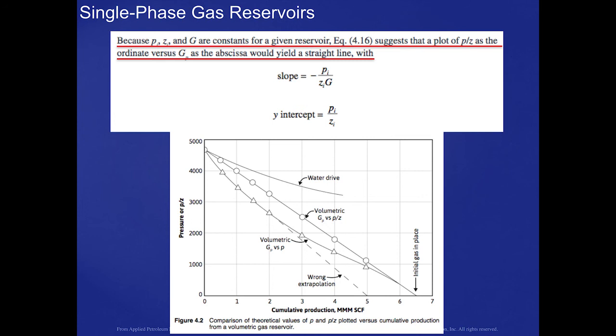We have the P over Z plotted versus the cumulative production. The circle dots and the line drawn through those dots represent that plot, P over Z versus G sub P. If you look at the curve just below the P over Z versus G sub P plot, you'll see pressure plotted versus G sub P. Notice that it has some curvature, and it will not be a straight line. The top curve represents a situation where we have water drive in the reservoir, and it, again, is not on the straight line that we would predict with a volumetric reservoir.